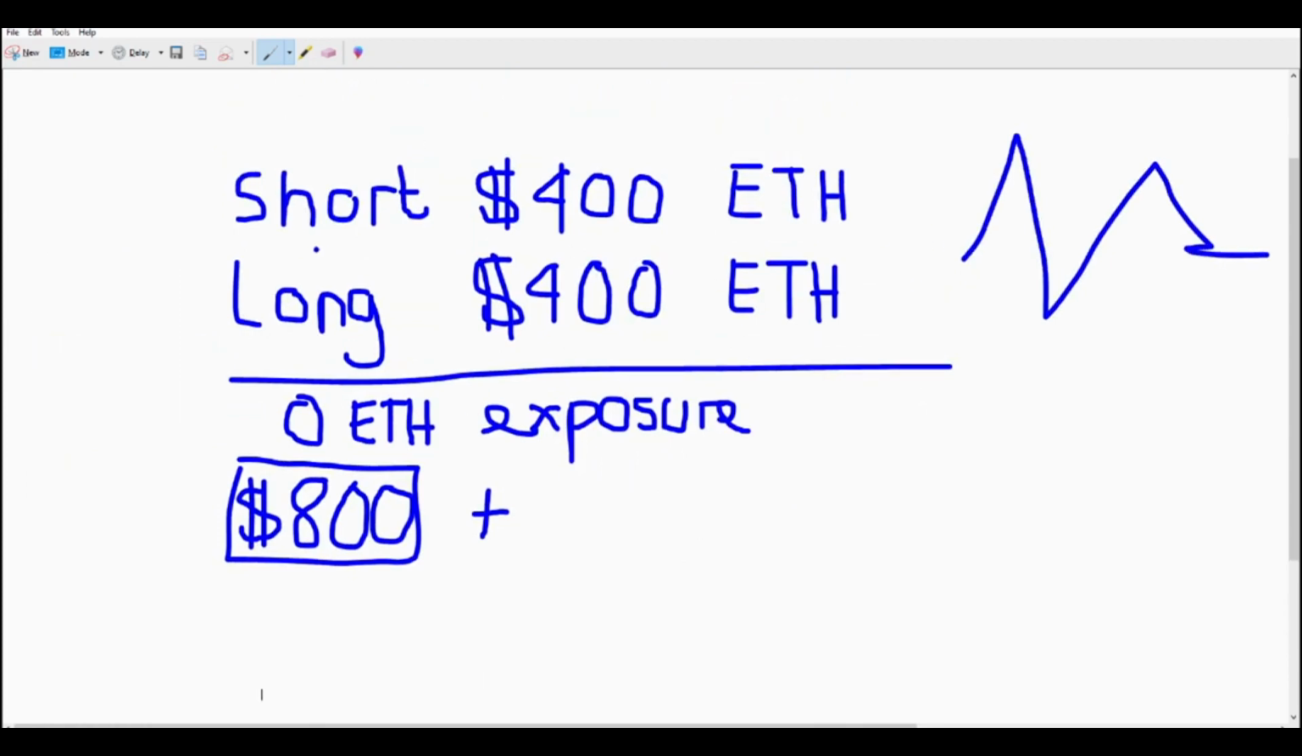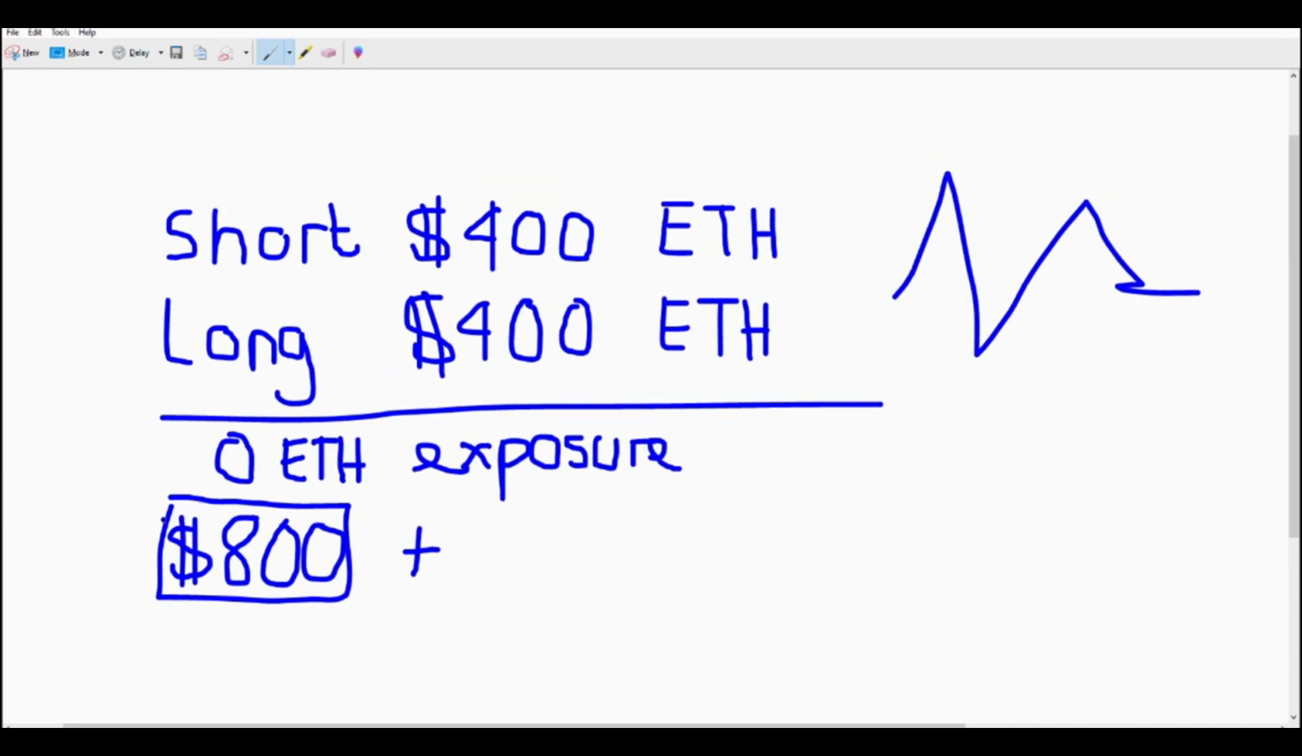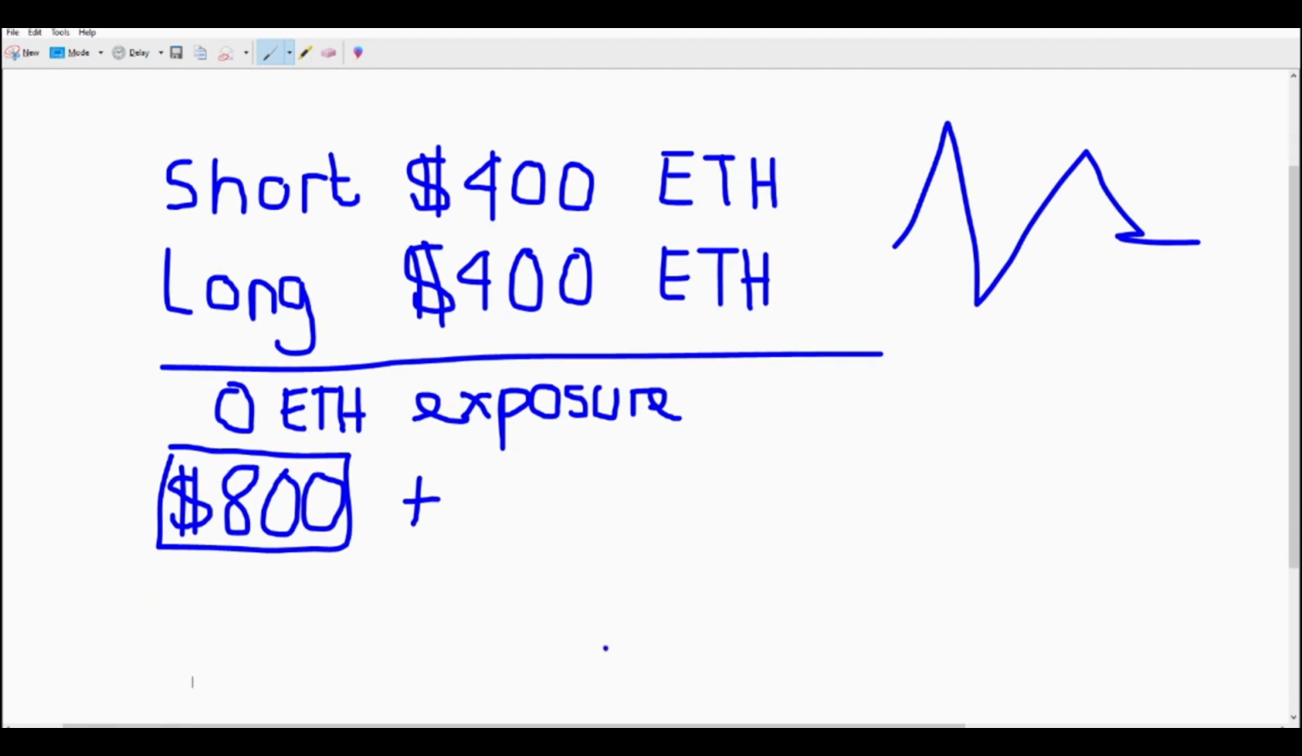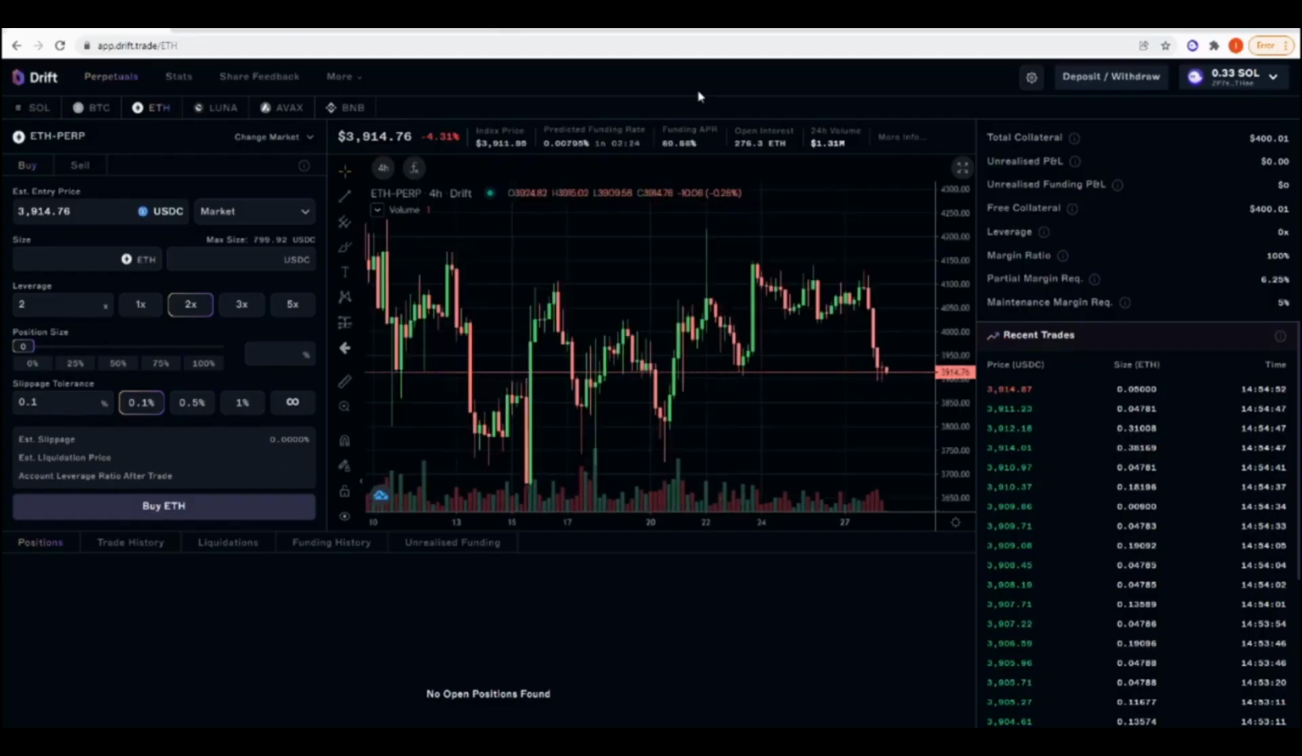ETH could go up, down, sideways. It doesn't really matter because your long and your short position balance each other out, and then your $800 should hopefully stay a stable $800. So the value of your portfolio would be $800 plus whatever yield that you're generating here.